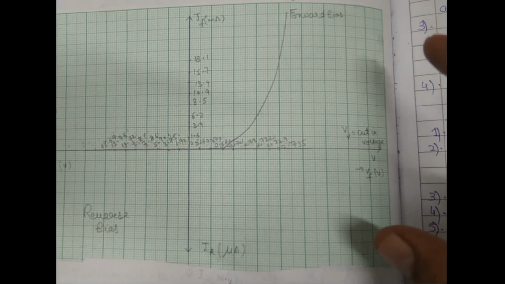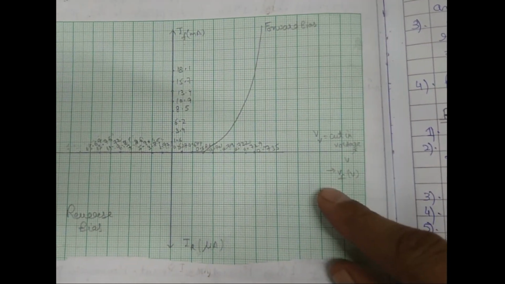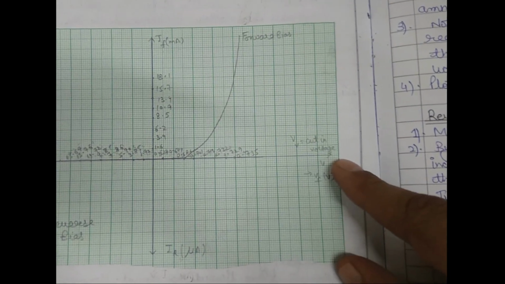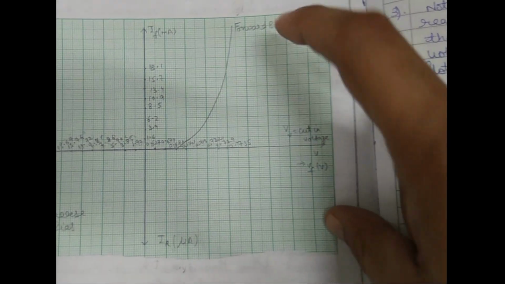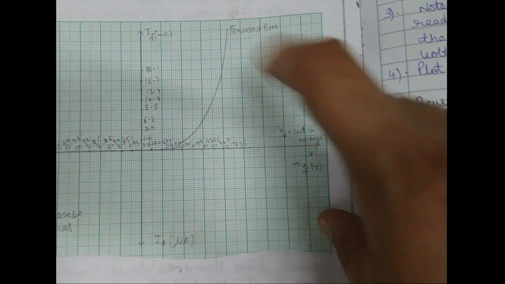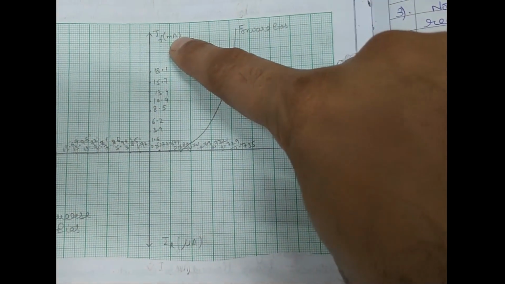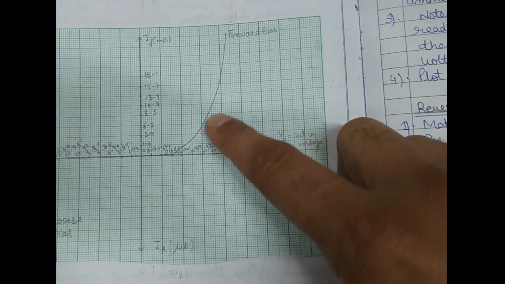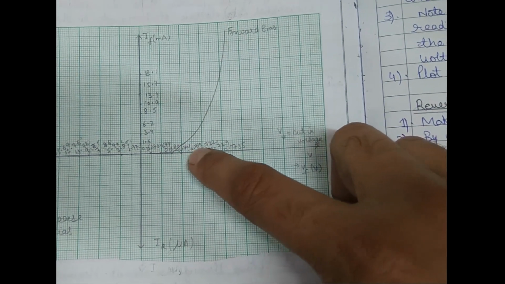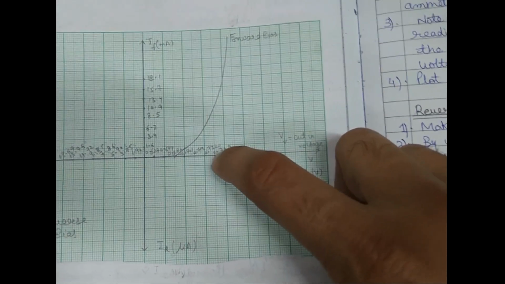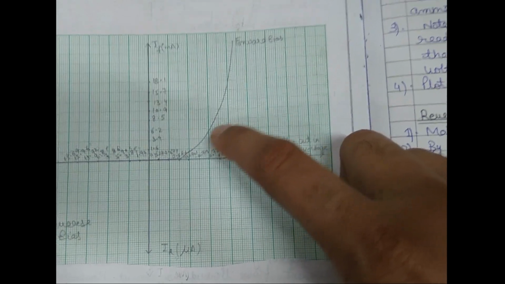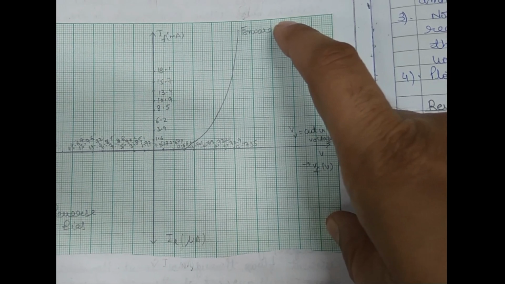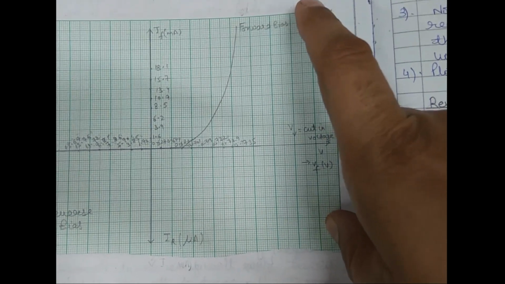Once you have noted all the readings, the next thing you have to do is make a plot. This is the voltage applied, the voltage across the diode, and this is the current in the loop. You plot all the values and you will get a curve like this. Initially there is a very small increase in the current, but once the voltage across the diode becomes constant, there is an exponential increase in the current. This is the sort of graph you are supposed to plot for forward bias.